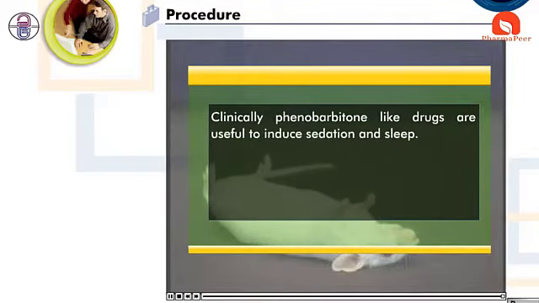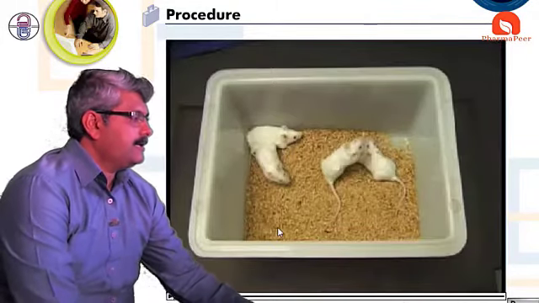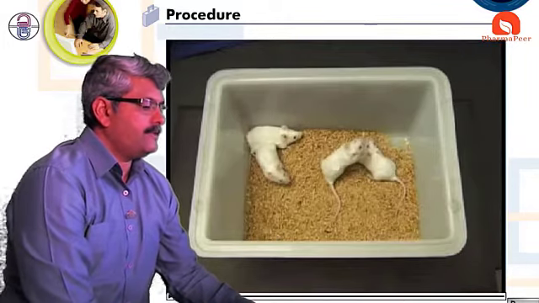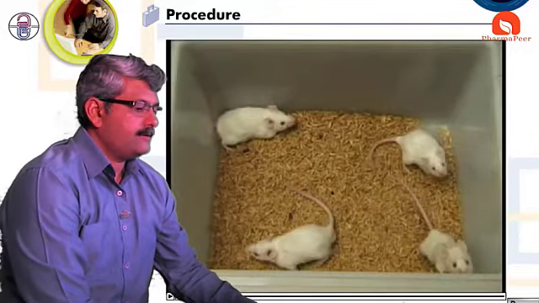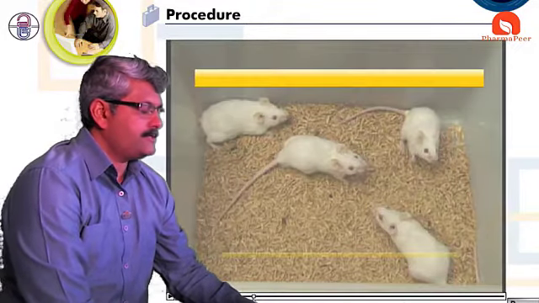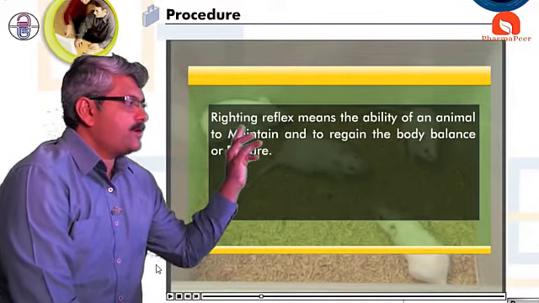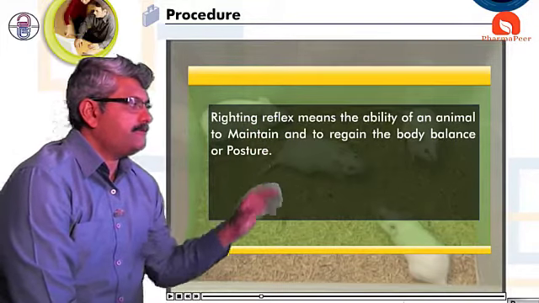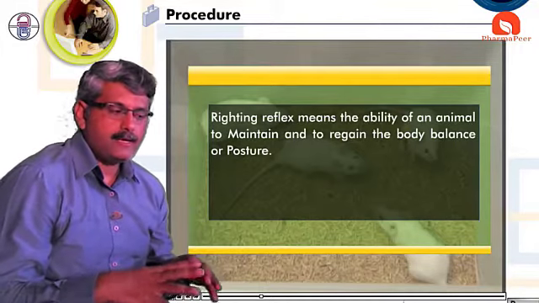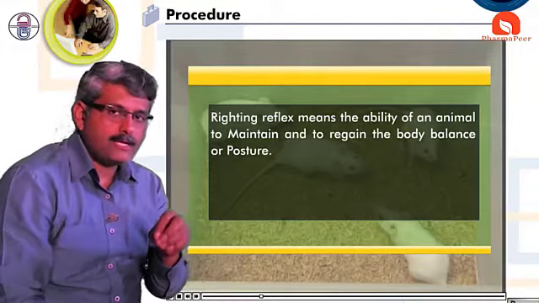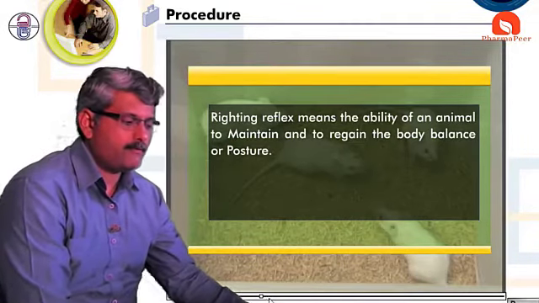So this is the explanation about this experiment, how they have conducted the experiment. They have selected some healthy mice, and with the help of these healthy mice they have conducted the experiment. The method by which we are conducting the experiment is called the righting reflex method. So what do you mean by the righting reflex method? It's the ability of an animal to maintain a posture or regain posture or balance when we throw the animal from a certain height. Then it is called a righting reflex. We use this method for the mice.